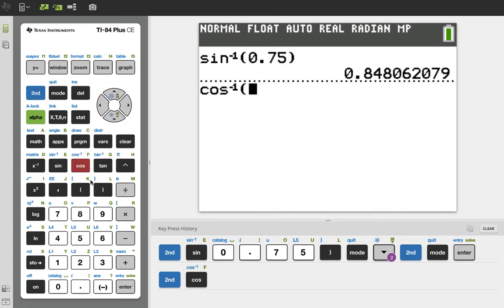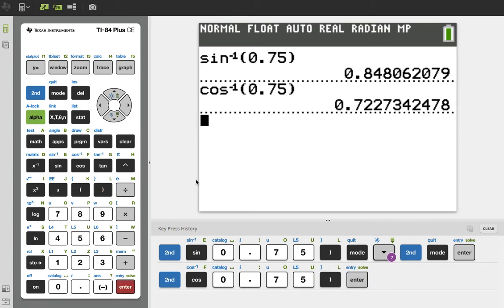So same idea, second cosine. Type in 0.75, hit enter, we get 0.723. I would round to 3 decimal places. So 0.723 would be my answer for this one.